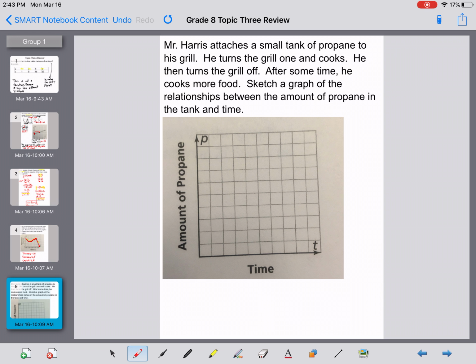And the last question. Mr. Harris attaches a small tank of propane to his grill. He turns the grill on, so that should say on, and cooks. He then turns the grill off. After some time, he cooks more food. Sketch a graph of the relationship between the amount of propane in the tank and time. Take a second to copy down the question and the graph as well.